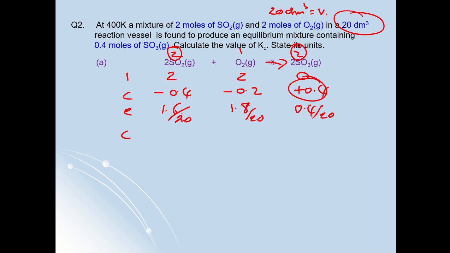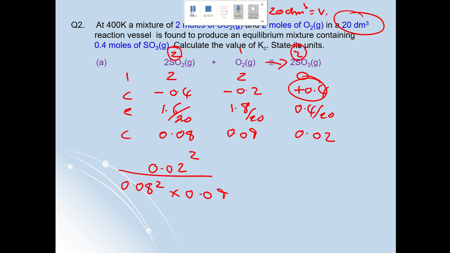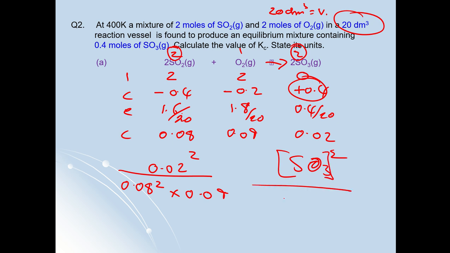concentration. Okay, so let me just crunch those numbers quickly on my calculator. Okay, so those are the numbers then that I get at concentration. I bring them down and I plug them into my Kc expression. Okay, so my Kc expression would have been SO3 squared, concentration of SO3 squared, divided by concentration of SO2 squared, divided by the concentration of the O2. So I just plug those numbers in.